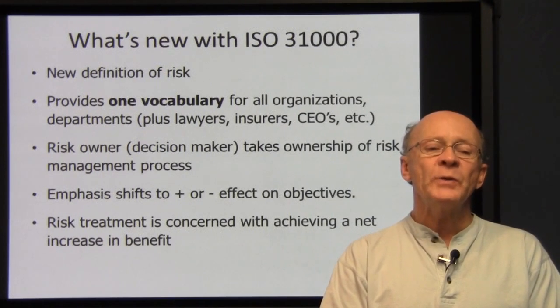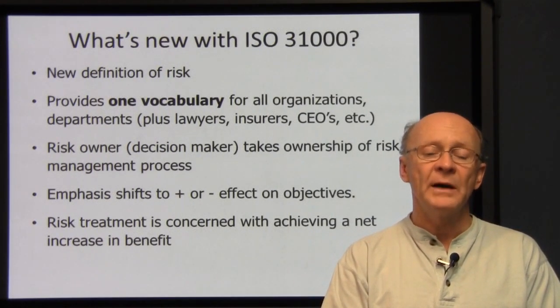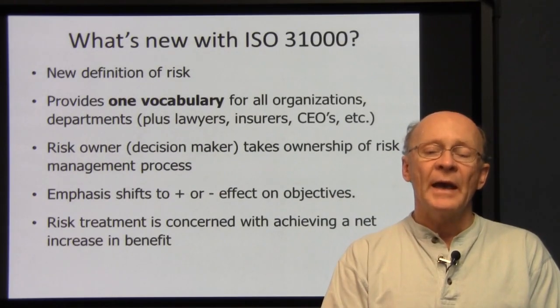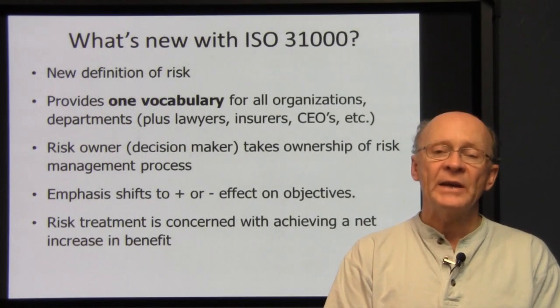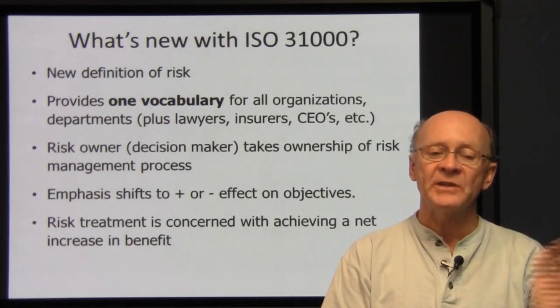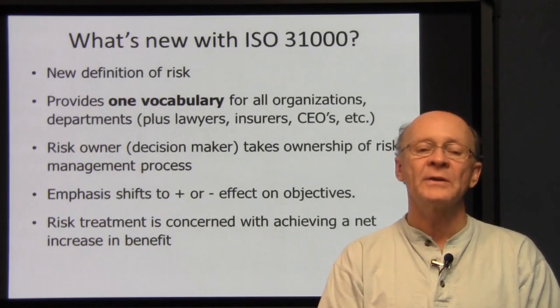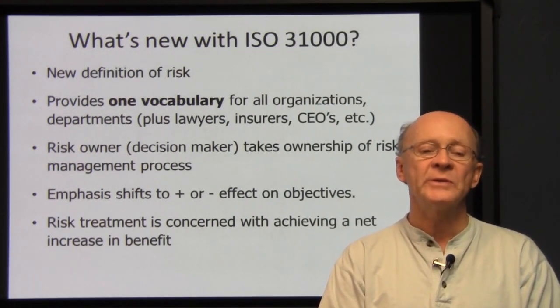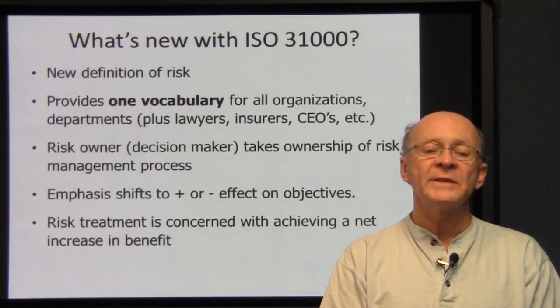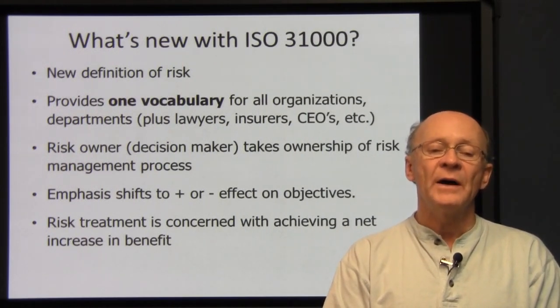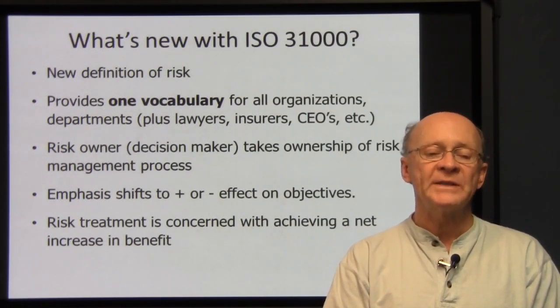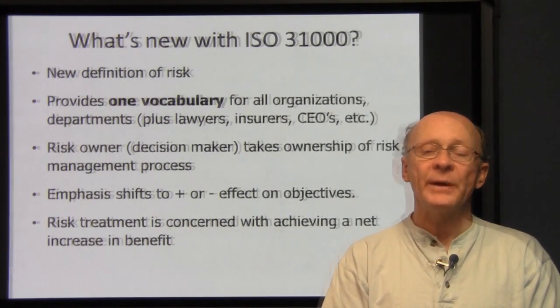Some of the new things with ISO 31000, well, we have this new definition of risk, which is quite an important change. And it provides one vocabulary for all organizations and departments. So this is pretty advantageous if we can talk the same language up and down through an organization, across departments, when we're talking to the lawyers, the insurers, the board of directors, etc. ISO requires that there's a clearly defined risk owner to take ownership of risk. And the emphasis, with our new definition of risk, is on the positive and negative effects on our organizational objectives. And so risk treatment is concerned with achieving a net increase in benefit.